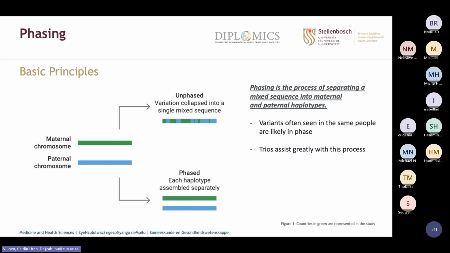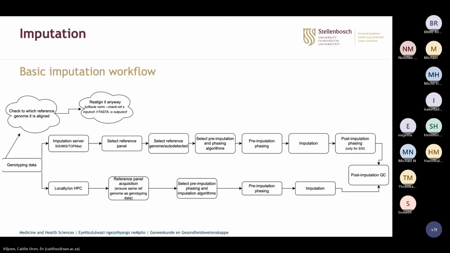So in this process, having related individuals can be very, very beneficial because you in essence know the maternal and paternal haplotypes, so you can go back and do a sanity check. So trios greatly assist with this process.